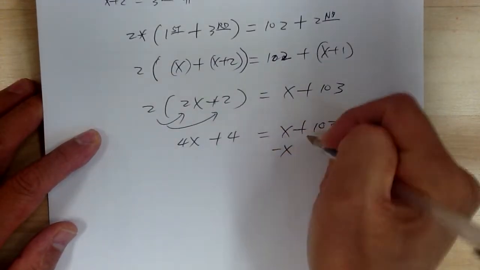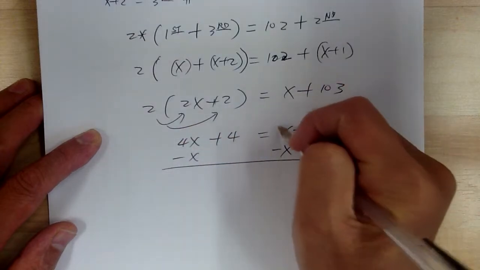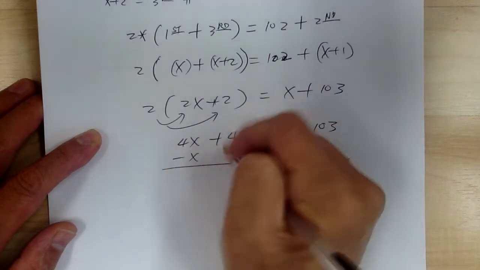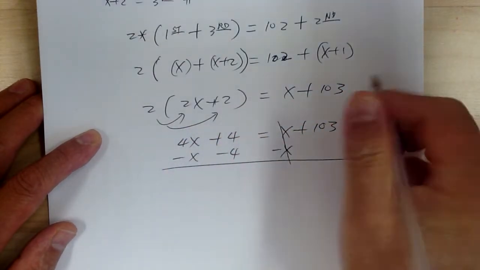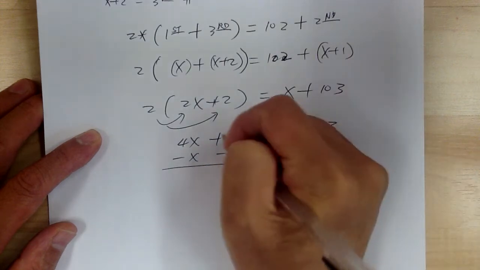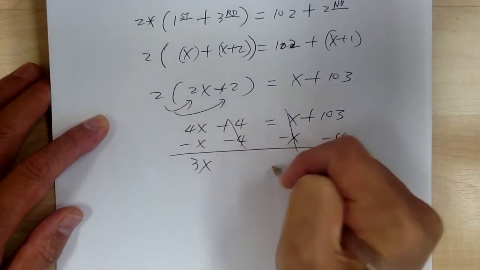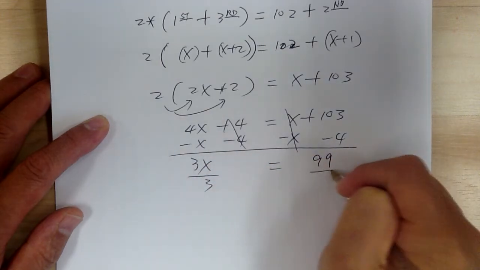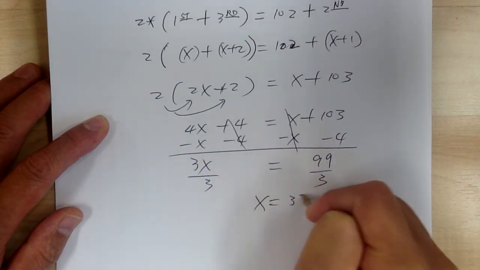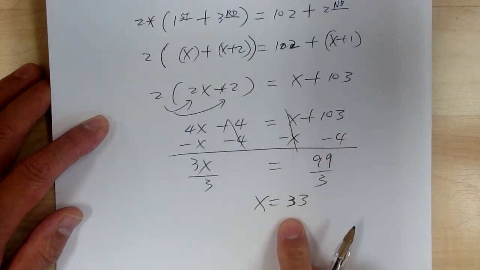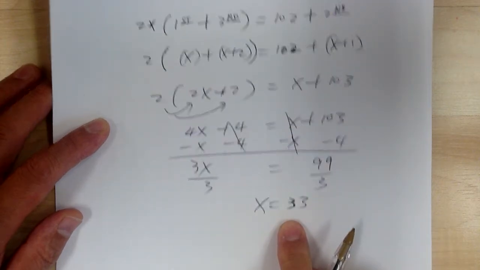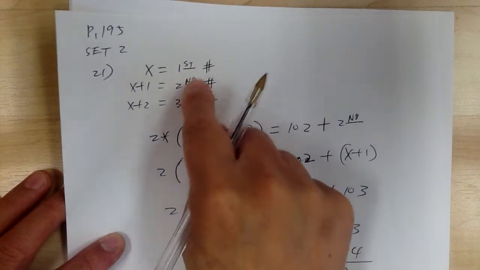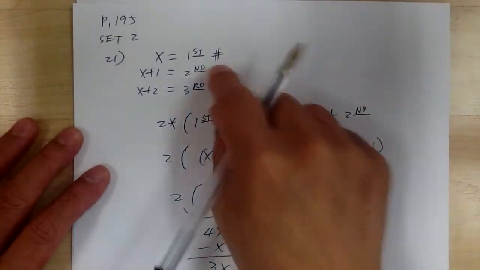So now you're ready to solve. So move the variable to the left-hand side. Move the numbers to the right-hand side. So you've got 3x equal to 99, divided by 3. So x equal to 33. Now do not box this. This is not your final answer. It asks you for the 3 numbers. That's why you set it up. It helps you to remember you have to do this.